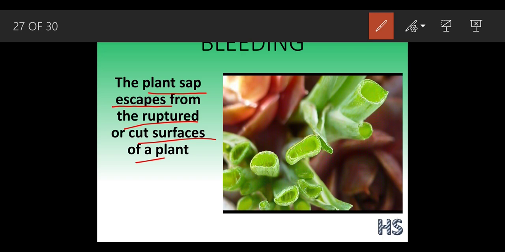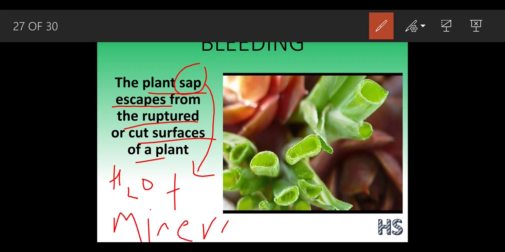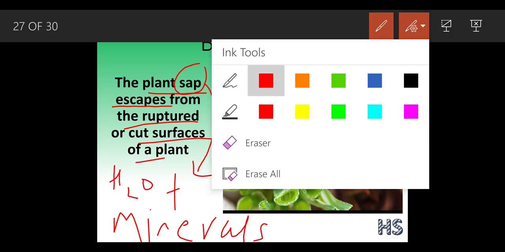Why sap, not fluid? Because blood is a fluid, right? So many of you will be thinking it should be a plant fluid, right? No, it is plant sap. Why sap? Because water and minerals both are going to exude out of the plant. Both are going to be excreted out of this part. So this is the bleeding condition. Where does the bleeding condition happen? Examples: milkweed, palm, grapevine, etc. There are many examples, but mostly you are going to see the bleeding condition in milkweed.